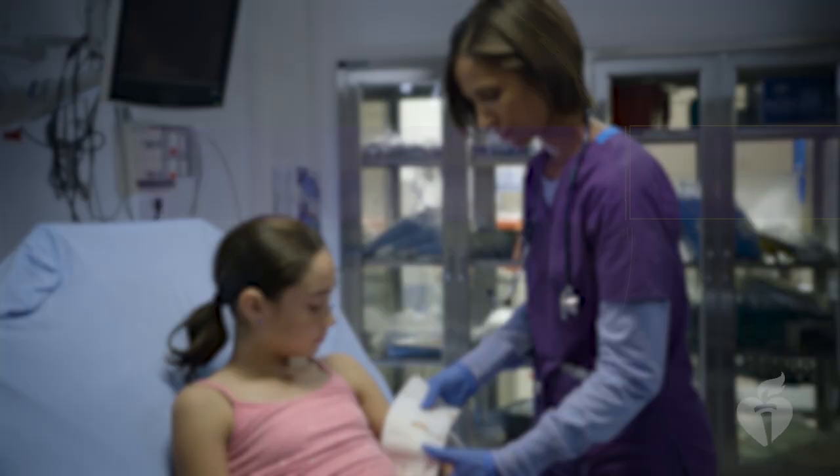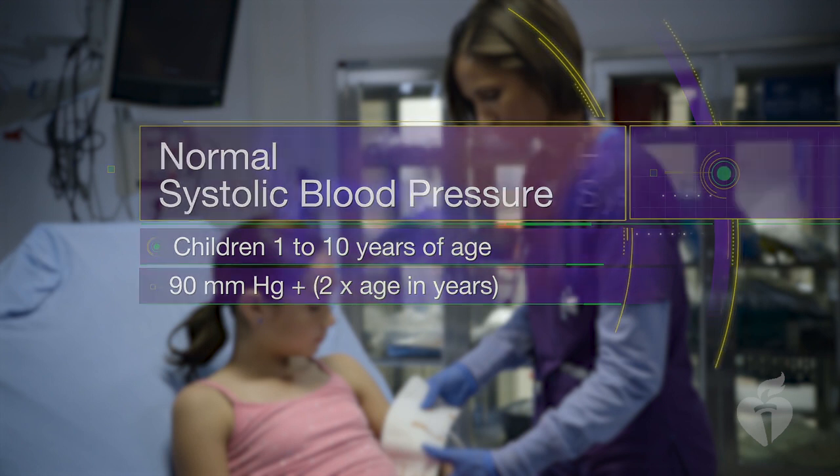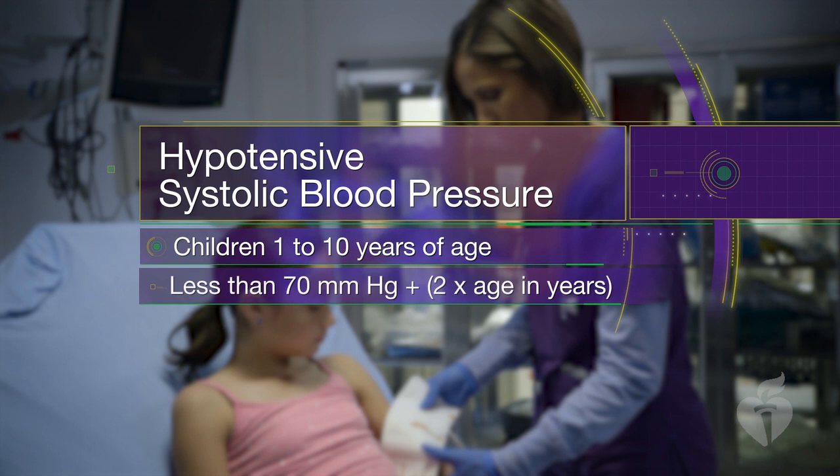Take note of whether the systolic blood pressure is normal or abnormal for children 1 to 10 years old by using the following formula. The normal systolic blood pressure for children 1 to 10 years of age is about 90 millimeters of mercury, plus 2 times the child's age in years. Hypotension for children 1 to 10 years of age is a systolic blood pressure of less than 70 millimeters of mercury, plus 2 times their age in years.